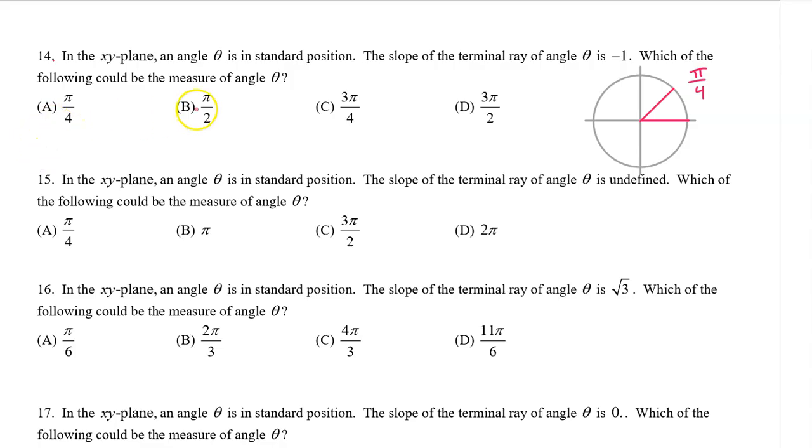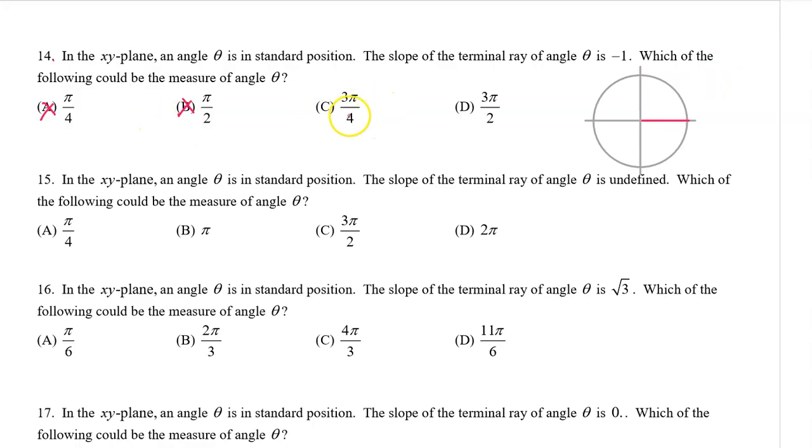Let's consider each answer one at a time. Pi over 4 would have a terminal side ending right here. Notice that the terminal side has a positive slope. Positive one, not -1. So A is not the answer. The terminal side of pi over 2 is vertical. The slope would be undefined. So the answer is not B.